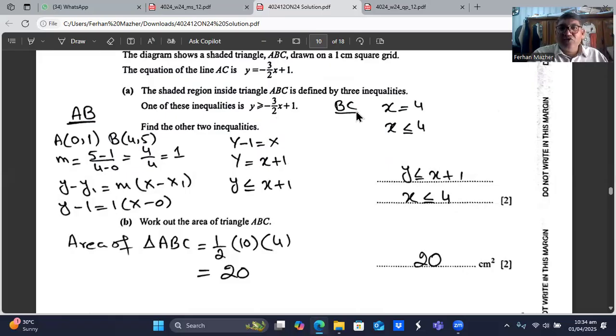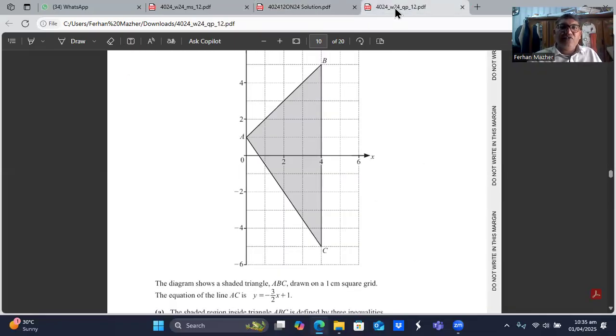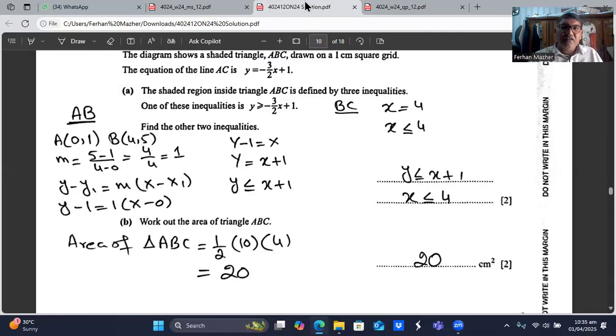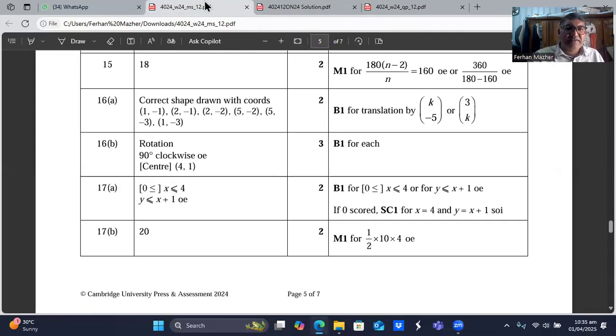And I have already told you about the BC. It's a vertical line. Its equation is x equals 4 because the shaded area, the required area, is on the left side of this vertical line. So x will be less than or equal to 4. So these are the two inequalities which we have written, and they are basically showing you this area. Okay, we can look at the marking scheme.